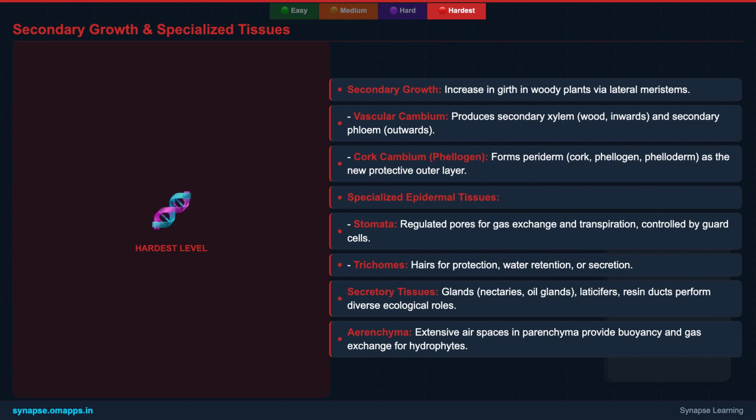Furthermore, specialized epidermal tissues like stomata, regulated by guard cells, precisely control gas exchange and transpiration. Trichomes, or plant hairs, offer protection and aid in water retention. And specialized secretory tissues, such as nectaries and laticifers, produce substances vital for defense, pollination, and other ecological interactions, showcasing the incredible diversity of permanent tissue functions.